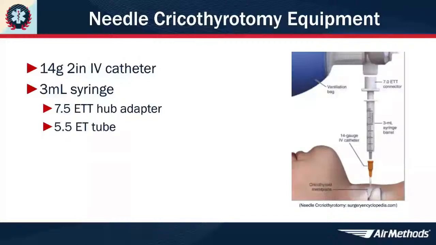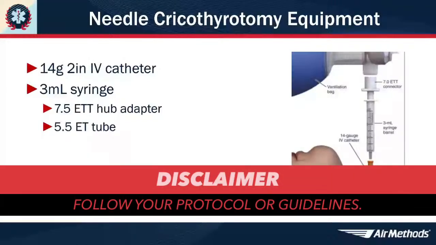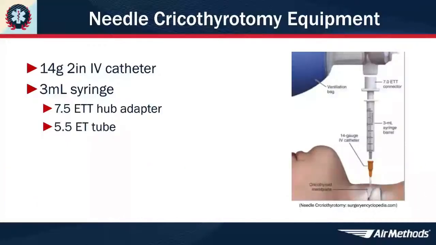There's another one that will hook directly onto the IV catheter itself. However, I can't remember what size that is. I would encourage you to use the 3 ml syringe, though. It gives you a little bit more, because you got to secure that, right? So it gives you something to tape to and get it secured.